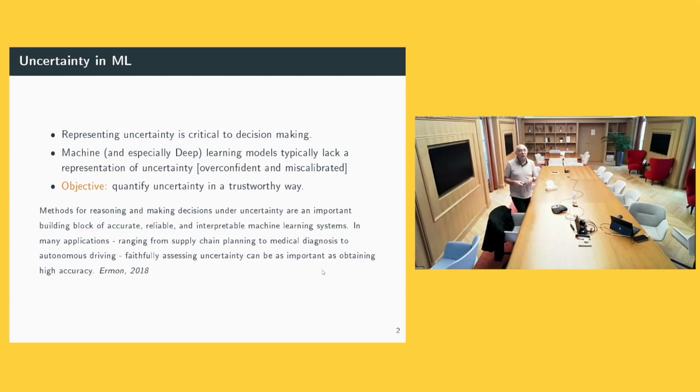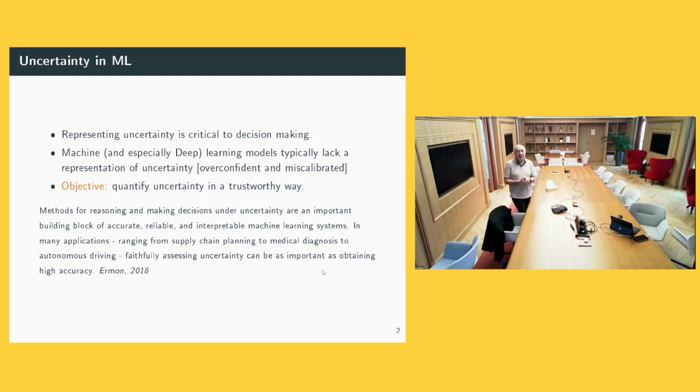What has often been reported, and I will give an illustration on a vision task, is that these models are extremely accurate compared to many classical machine learning algorithms, but they are most often overconfident and generally miscalibrated. So there is an objective shared by many researchers and many streams of research, which is the ability to quantify uncertainty in a trustworthy way.